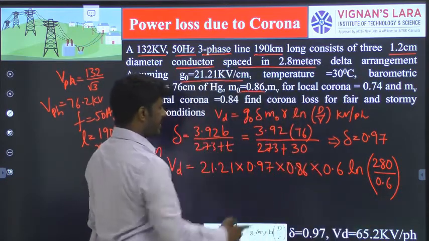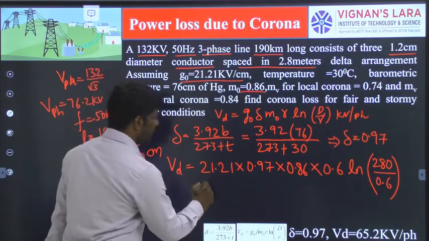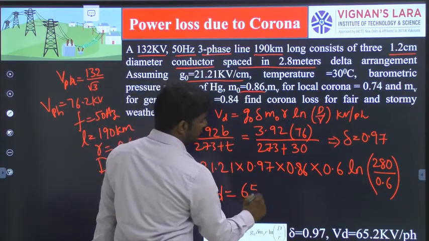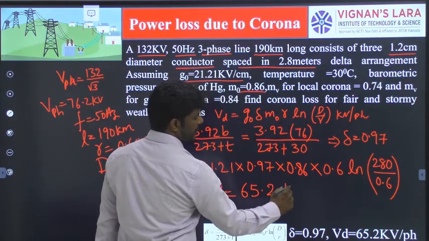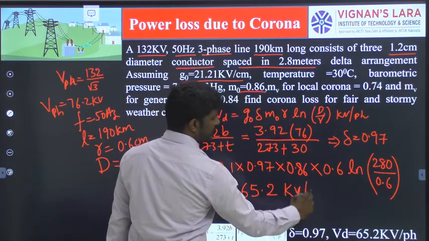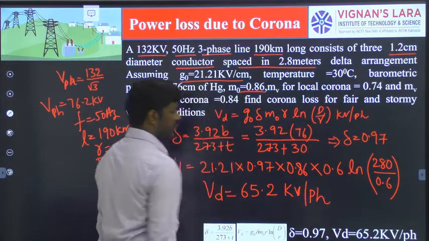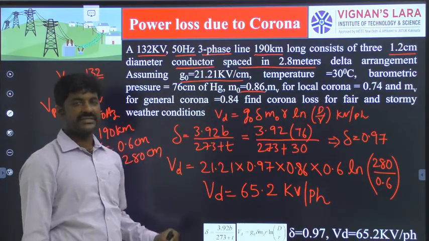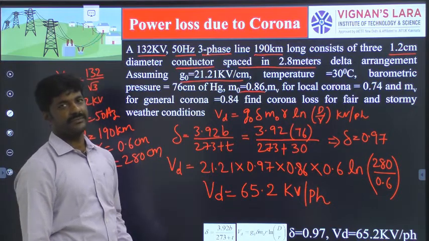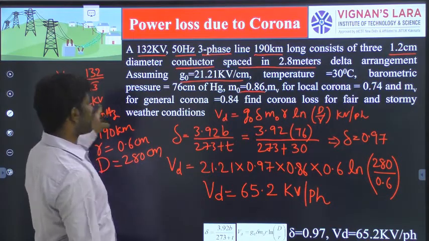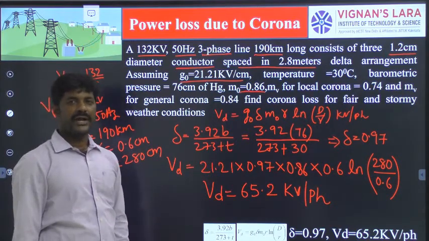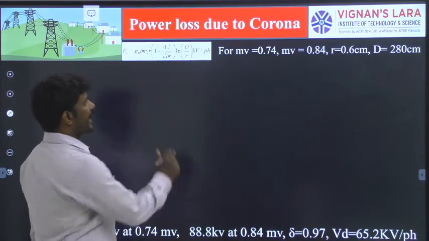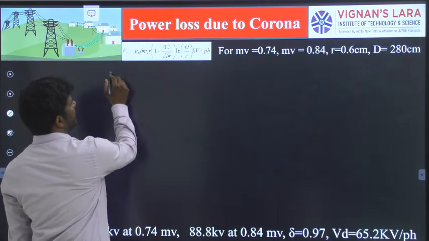The distance between the conductors is 280 centimeters divided by 0.6 centimeters. If you operate the entire thing in the calculator, you may observe the disruptive critical voltage to be 65.2 kilovolts for one phase, per phase value. 65.2 kV per phase. This is the disruptive critical voltage. And the operating voltage per phase value is 76.2 kV. Okay.